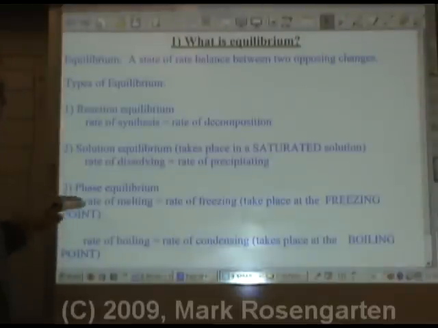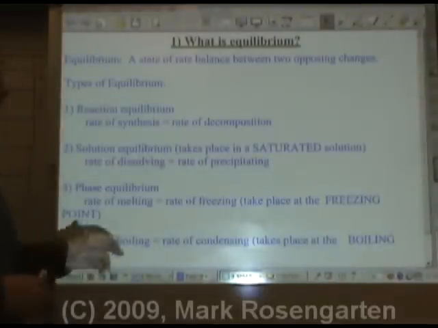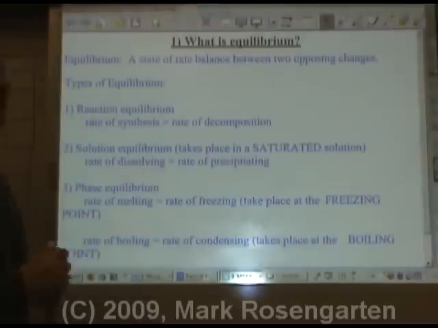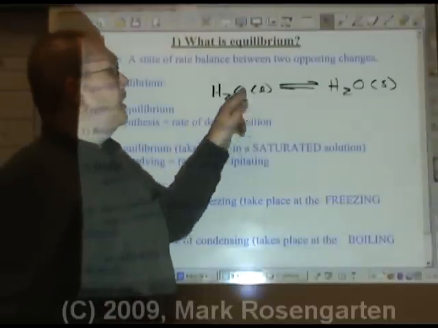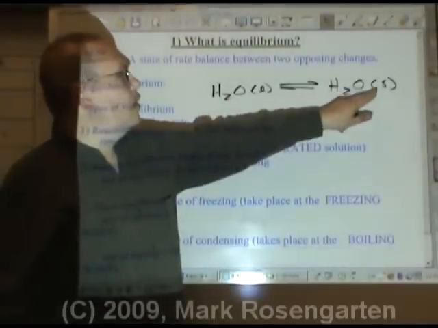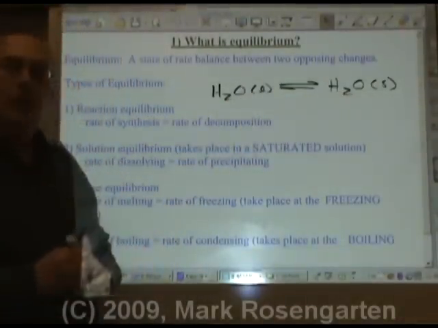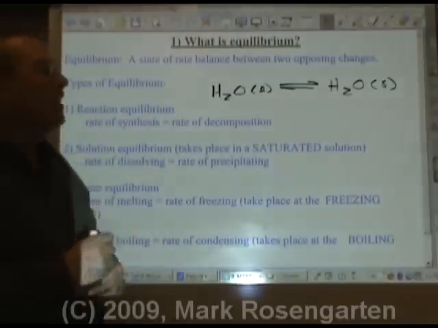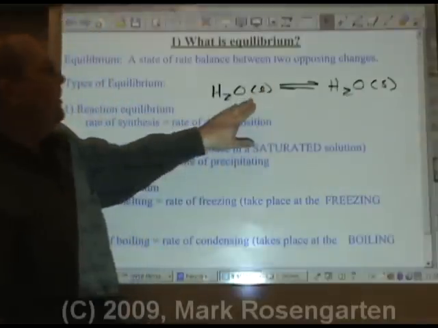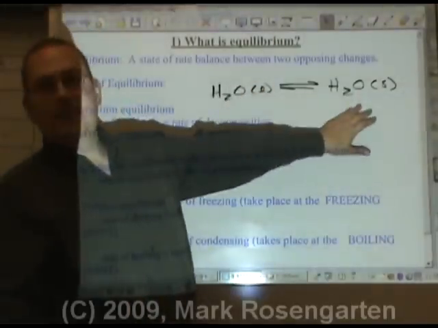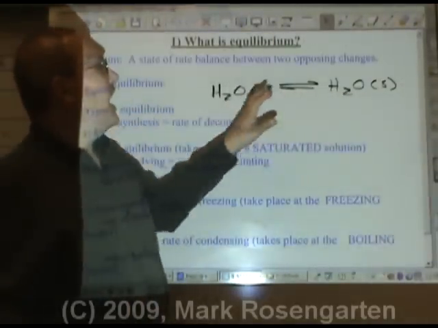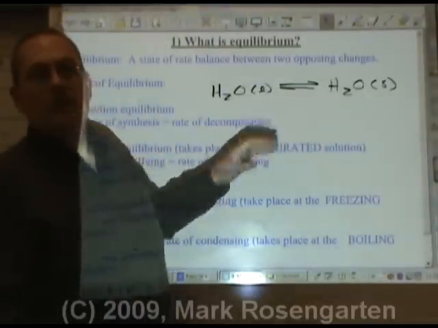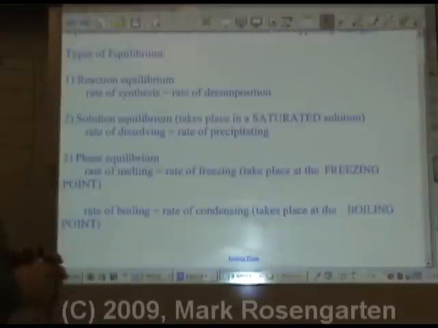Phase equilibrium, where the rate of melting equals the rate of freezing at the freezing point, which is the same as the melting point. Water turns from a liquid to a solid at the same rate that it turns from a solid back into a liquid. When you put an ice cube in water exactly at the melting point, 0 degrees Celsius, the ice is going to melt at the same rate that the liquid water freezes. So it's going to look like you're staying with exactly the same amount of ice and liquid forever, as long as you don't mess with it. So those are your three basic kinds of equilibrium: reaction, solution, and phase equilibrium.